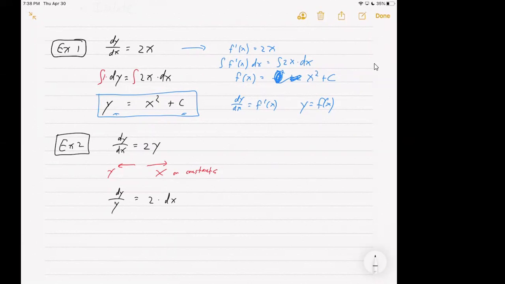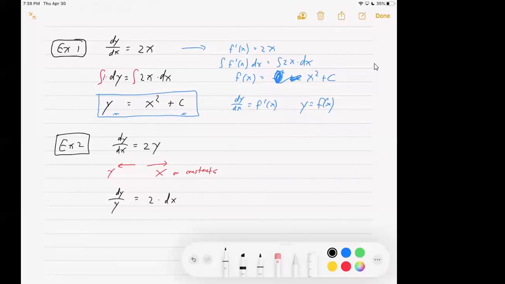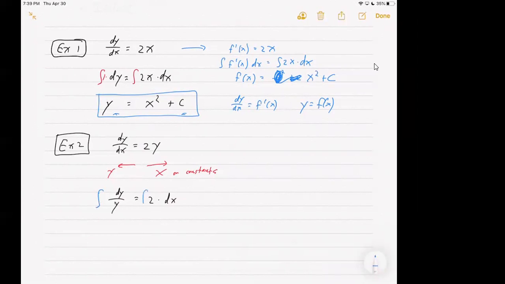So now I have a separated differential equation. Okay, so I did step 1, I separated. So step 2 is to integrate. All right, so throw that integral sign in there.